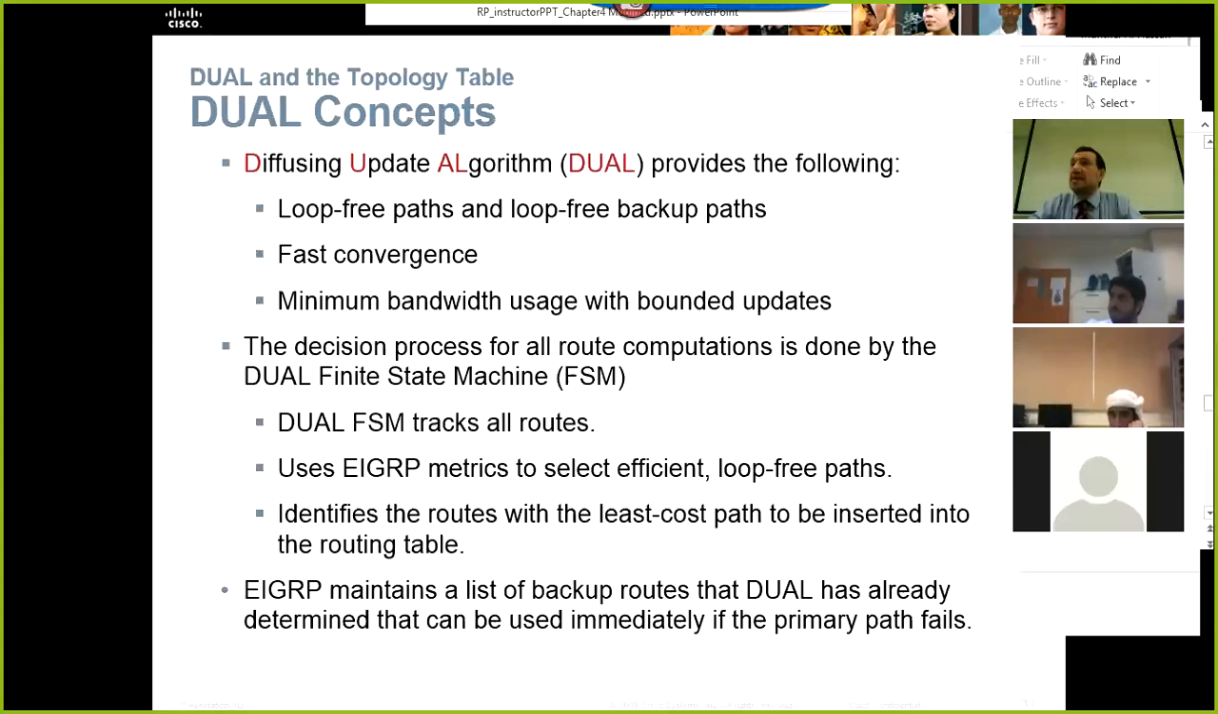What is the test? The test says that the reported distance from Rashid must be less, cannot be equal, cannot be more, must be less than the feasible distance. The feasible distance is another name for the metric. So when you say the metric, that number that comes out in the show IP route, which we call the metric, is also called the feasible distance.